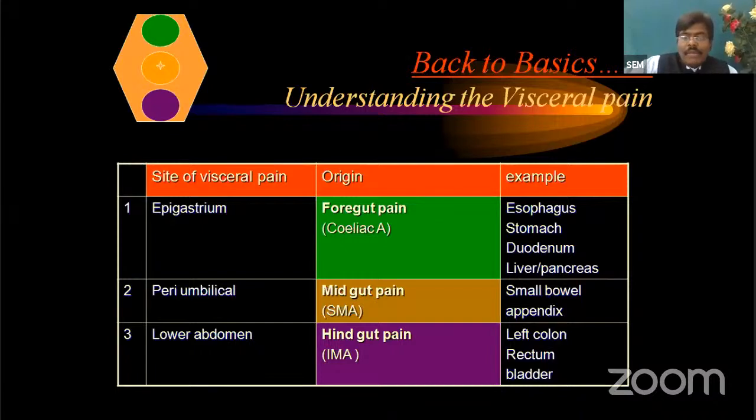where do you think they complain of pain? It is almost always somewhere in the green color, that is, in the upper abdomen. So that's why you have to differentiate whether it's gastric or esophageal depending upon further history.